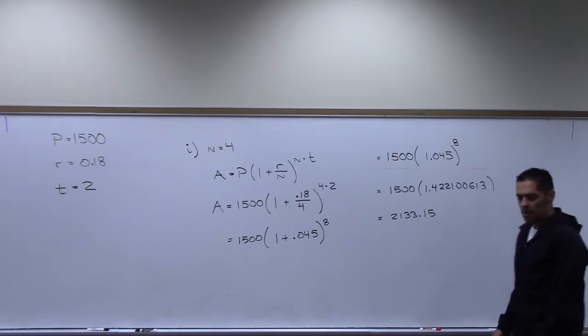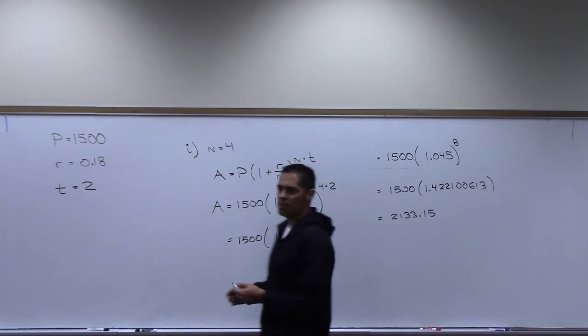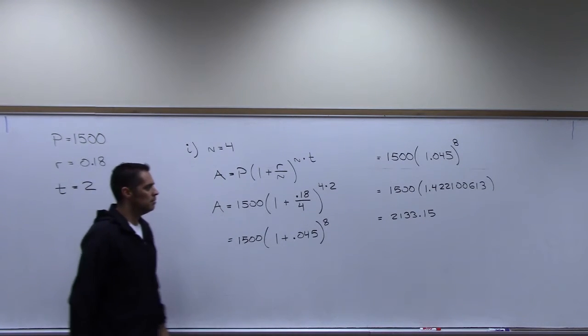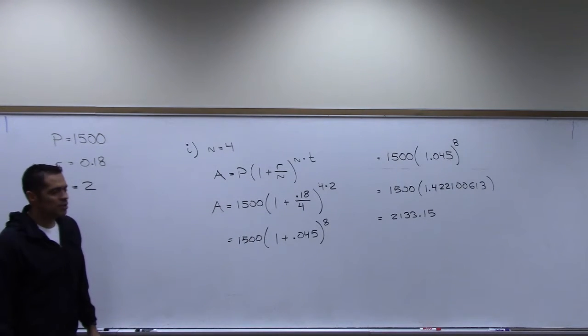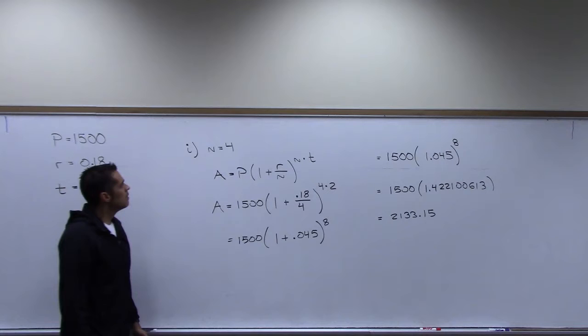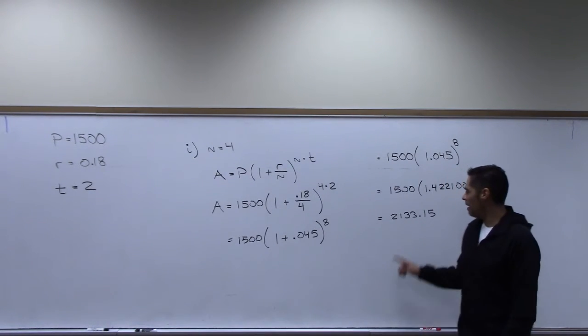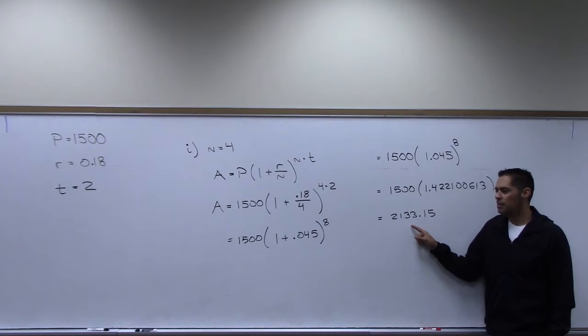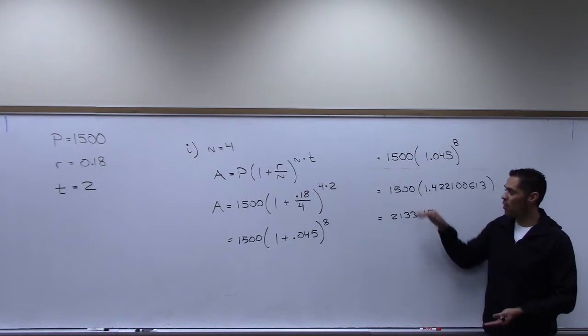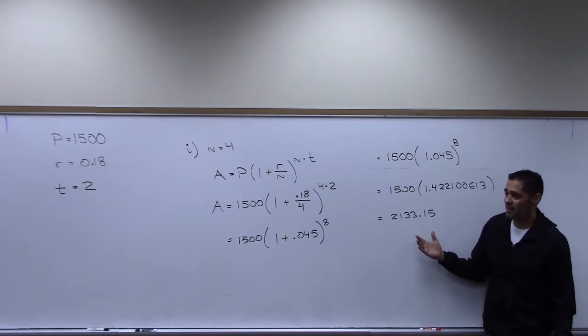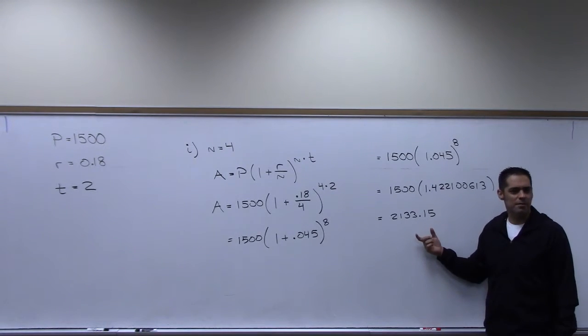So that means how much interest are you going to wind up paying? How much did you borrow? 1,500. How much are you going to have to pay back? 2,133.15. So the difference between what you borrowed and what you're going to pay back is $633.15.